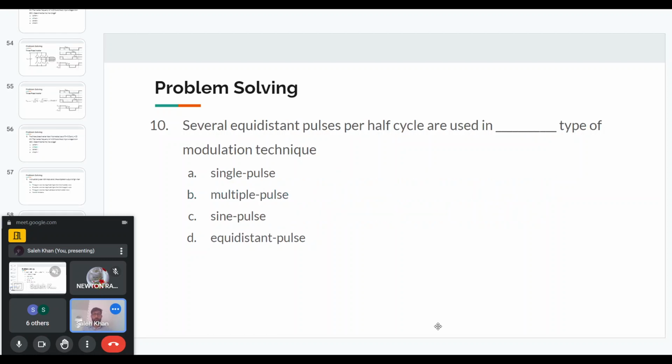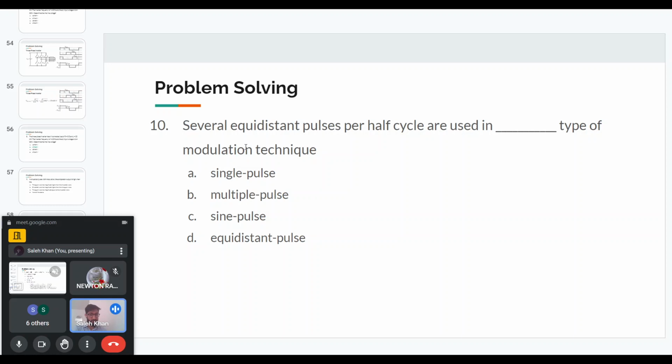So the 10th question is asking: several equidistant pulses per half cycle are used in which type of modulation technique? The options are single pulse, multi-pulse, or sine pulse. And the fourth one is equidistant pulse. So what do you think is the answer? Can anybody guess the answer?